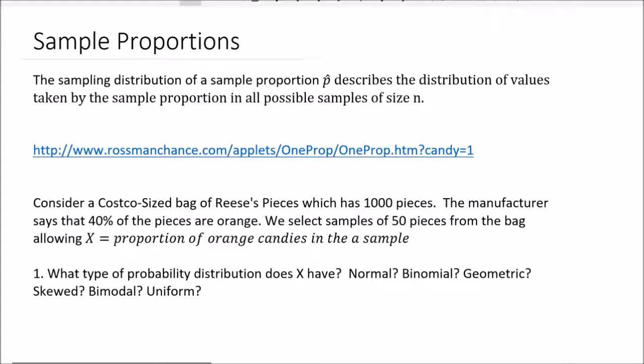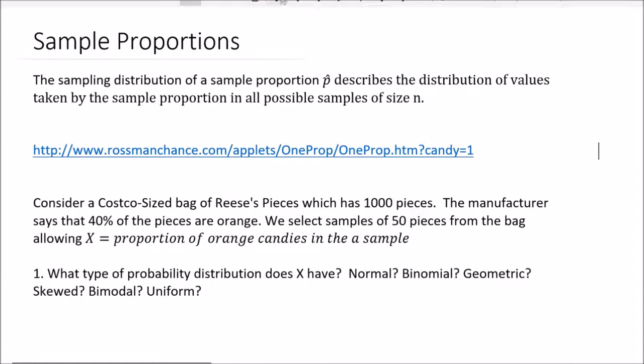To get started, what we're going to talk about with sample proportions and the distribution of sample proportions from some sort of sampling is, let's do an example that I think will help us to understand what it is. So for this video, let's consider a Costco-sized bag of Reese's Pieces with 1,000 pieces in it, so genuinely Costco-sized, pretty big. And let's say that we're told that 40% of the pieces are orange, and we're going to select samples of 50 pieces, so like the biggest handful you could get, I would imagine. And we're going to say that X is the proportion of orange candies in a sample.